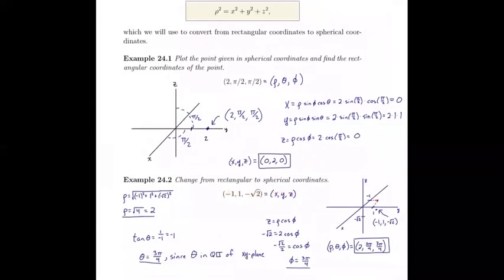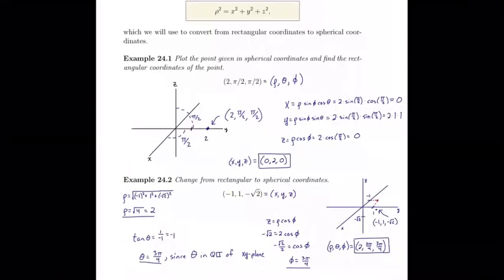And it'll be useful, well, we'll need to know rho in itself anyway. So rho is the square root of this sum of squares of each of these coordinates, negative 1 squared plus 1 squared plus negative root 2 squared. That actually comes out to square root of 4, which is 2. So rho is 2. So we've got one of 3 coordinates now.